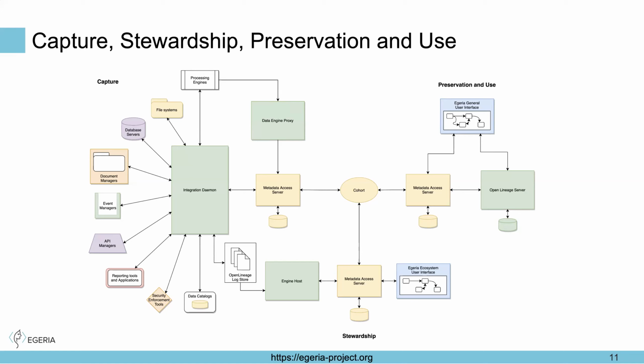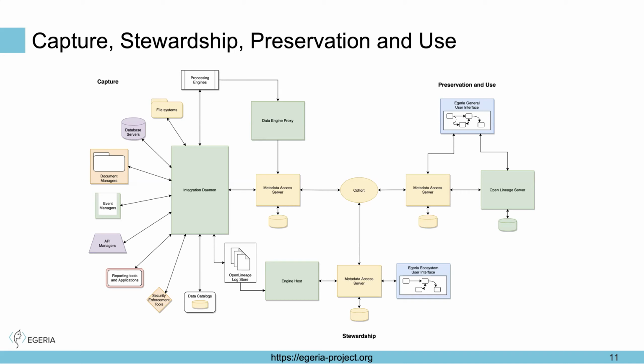The one on the left hand side is the capture process, and we need to be able to capture the structure of the data and where it's stored from all the different types of technology, as well as the processes that are run, again from all different types of technology. We have two governance servers that are responsible for that capture: the integration daemon and the data engine proxy. We'll talk a little bit more about those going forward.